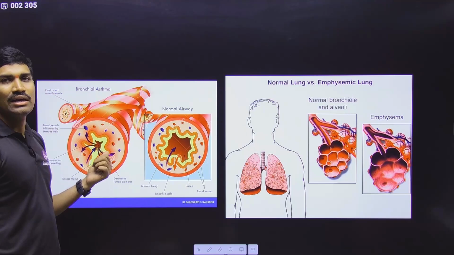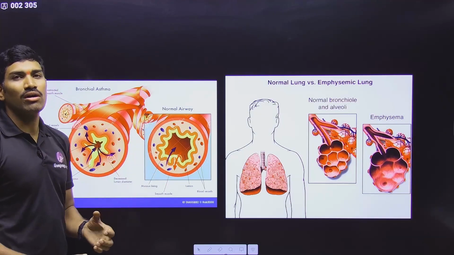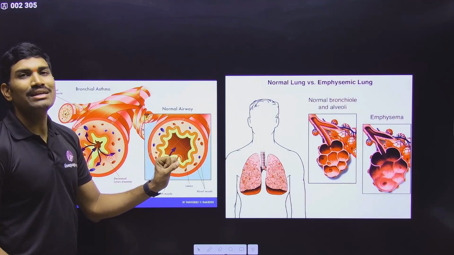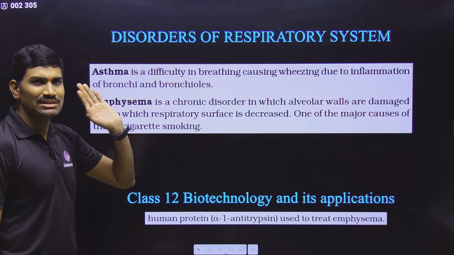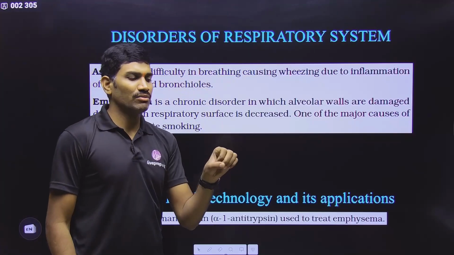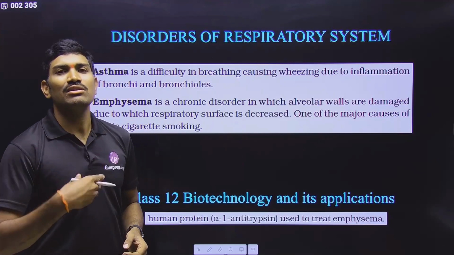In the case of this particular asthma, what is happening? The airways will be blocked by a decrease in diameter. So this lumen diameter will be decreased. This is the problem we generally observe in the case of asthma. Asthma is difficulty in breathing. So when this is decreased, what happens? They will face much difficulty while breathing.